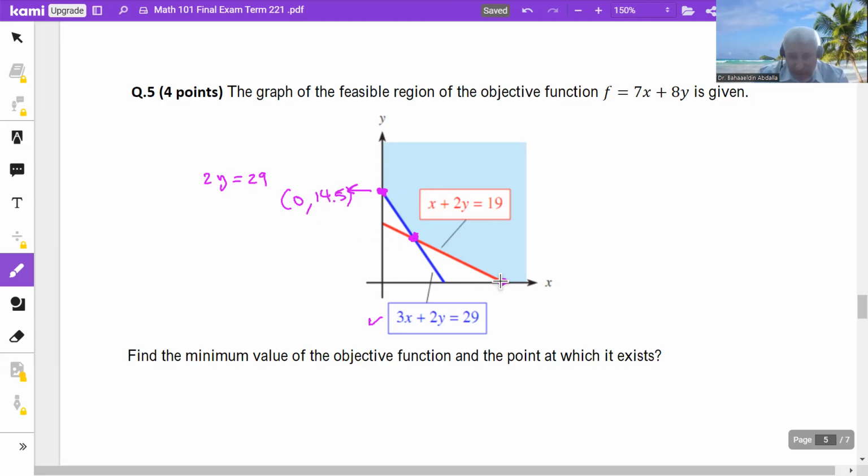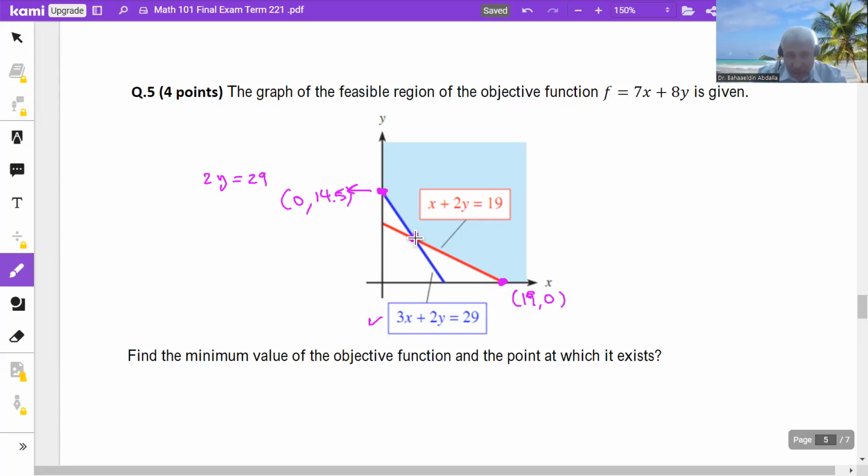Here it is the same. This point is the intersection of the x-axis and the red line. On the x-axis, y is 0. So if you put y equals 0 in the red equation, you will get x equals 19 and y is 0. So in fact, this is the point 19 and 0.